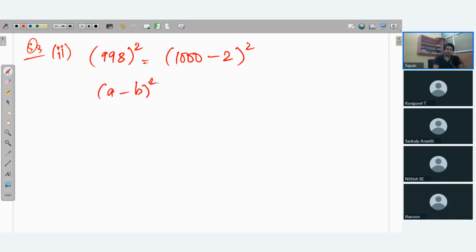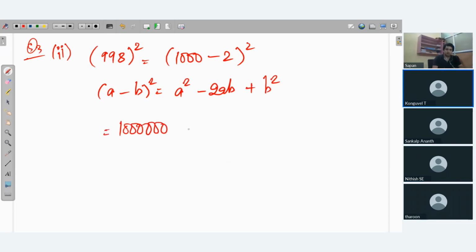Then use (a minus b) whole square, which is a square minus 2ab plus b square. So 10 lakhs minus 4000 plus 4. The answer either way is 9 lakh 96,004.